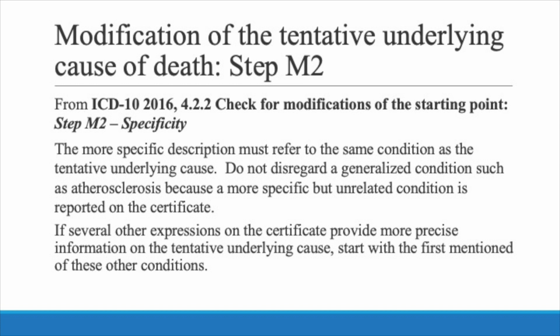There are two important points on this slide. First, step M2 is restricted to more specific descriptions of the same condition. Generalized conditions are not discarded in favor of a more specific but unrelated condition. And second, if the tentative underlying cause can be modified by two more precise conditions reported on the certificate, choose the first mentioned of these more precise conditions. If you've already seen the video on applying step M1, you may recall a similar approach to resolving a situation when there's more than one valid modification to consider.